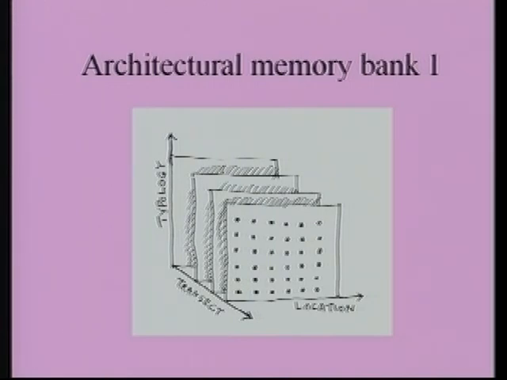You see the z-axis is the typology, the x-axis is the transect, and the y-axis is the location. And this, I'm showing a piece of it. It could be extremely large. And as far as I know, no one has done this, but I'm showing here a nice picture. Hopefully, students will start working on this memory bank 1.